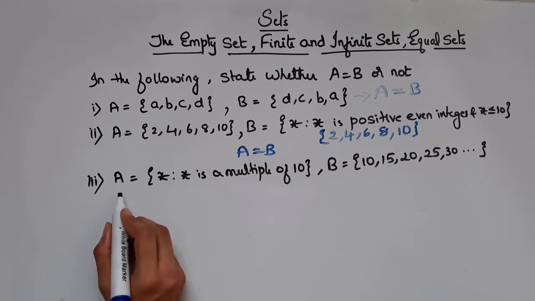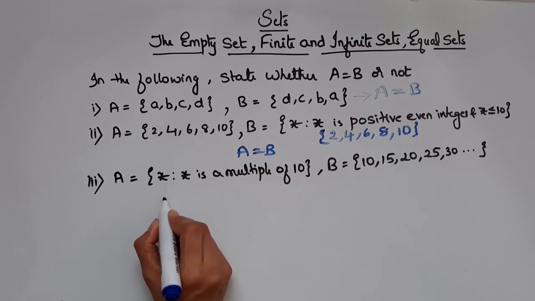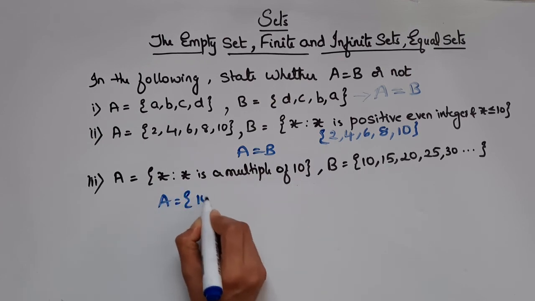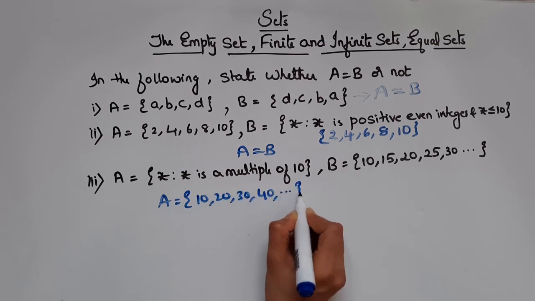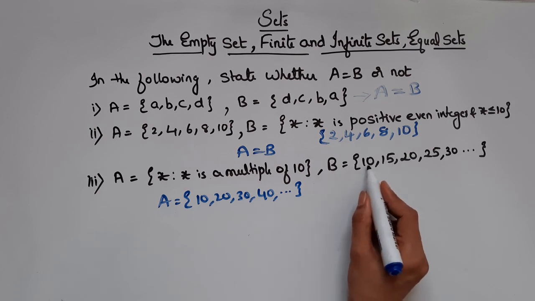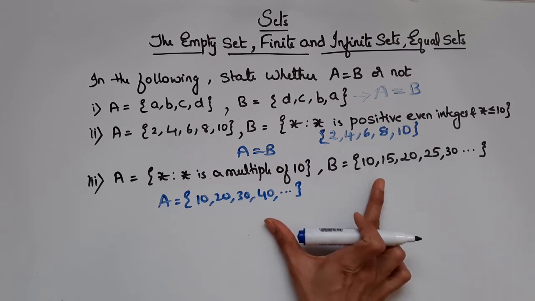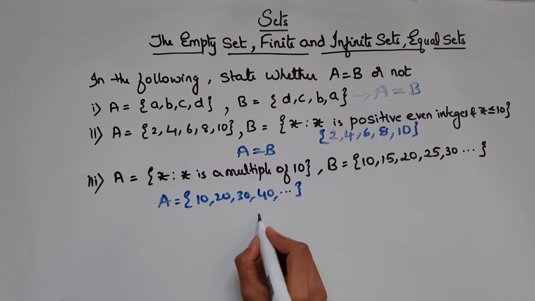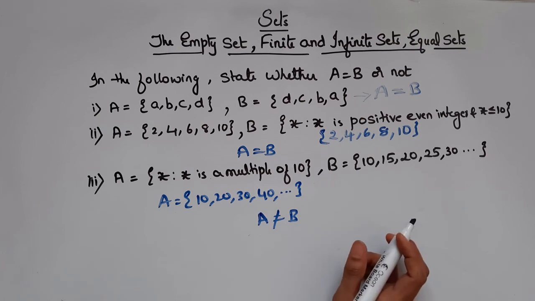Now let's see the last one. Here set A is x, where x is a multiple of 10. We know the multiples of 10 are 10, 20, 30, 40 and so on. And in set B we have 10, 15, 20, 25, 30. Here the elements are not the same. So therefore we can say set A is not equal to set B. I hope this is clear.